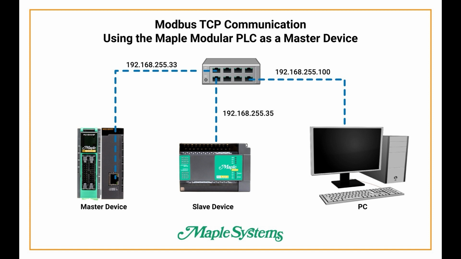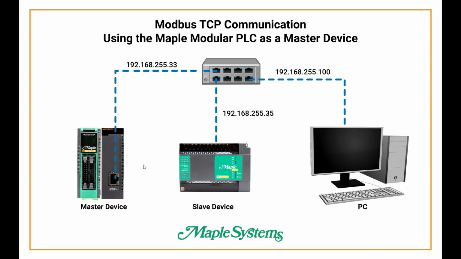Here is a diagram showing Modbus TCP communication using the Maple Modular PLC as a master device. In order for the Maple Modular PLC to be a Modbus TCP master device, you must use the Mod SENT01 Ethernet module. The Ethernet module, the slave device, the Maple Micro, and the PC will all connect to an Ethernet switch. They will all be on the same subnet. So the subnet, for example, here is 255, and then the last octet would be different. So for example, here's 33, 35, and 100.